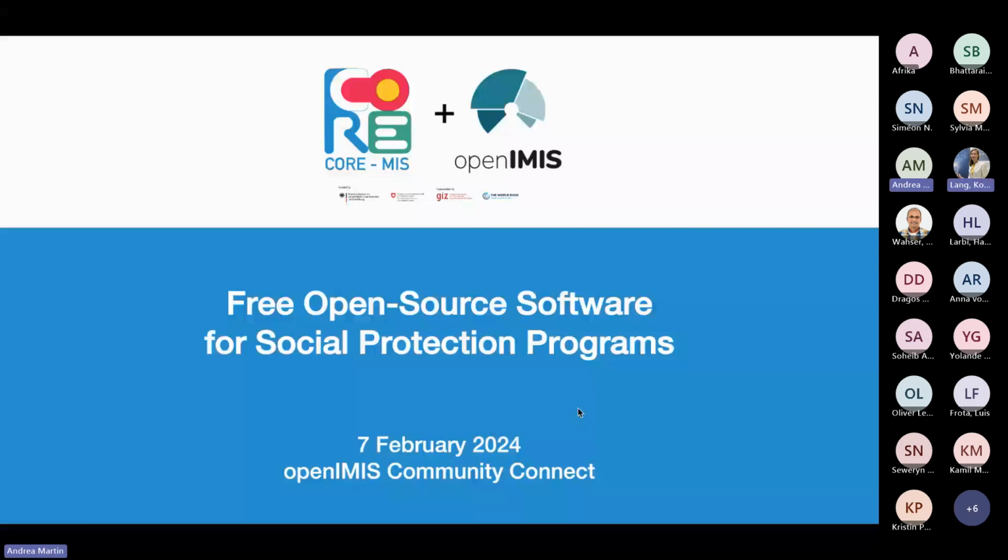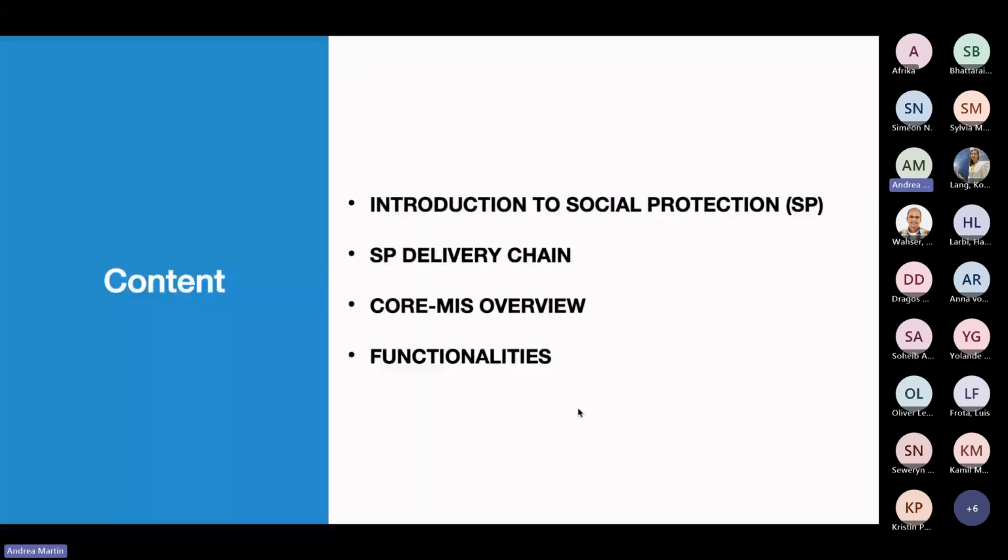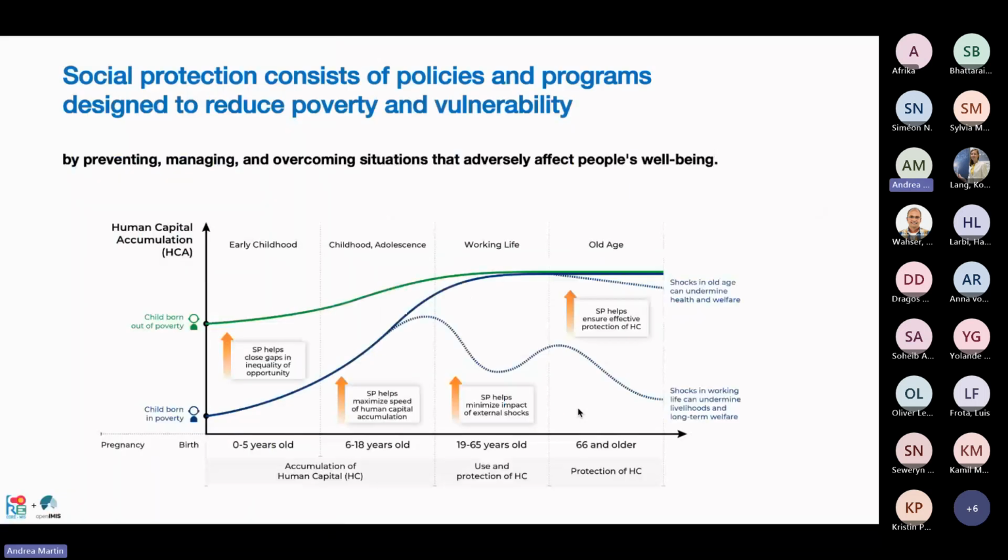Yeah, please. Okay, wonderful. So with today's presentation, I would like to take you through a brief introduction on the social protection. The acronym is SP that you might find during the presentation. The social protection delivery chain, an overview of the core MIS tool, and the functionalities that are being migrated to the openIMIS platform. So social protection consists of policies and programs that are designed to reduce poverty and vulnerability by preventing, managing, and overcoming situations that adversely affect people's well-being.